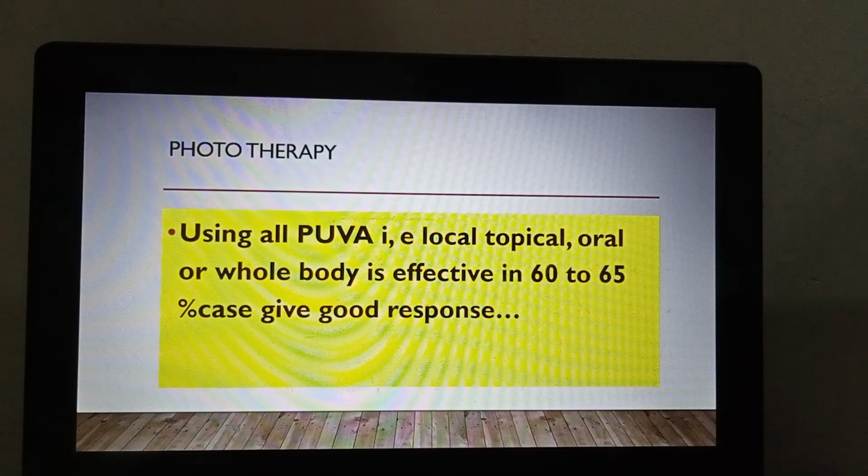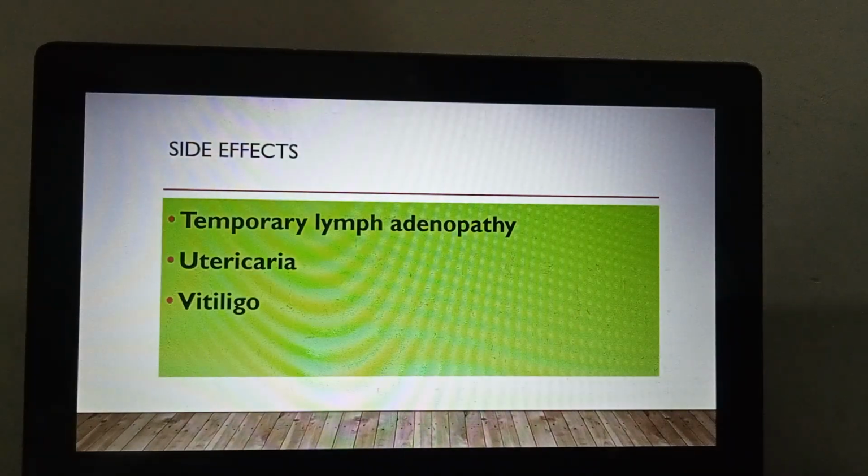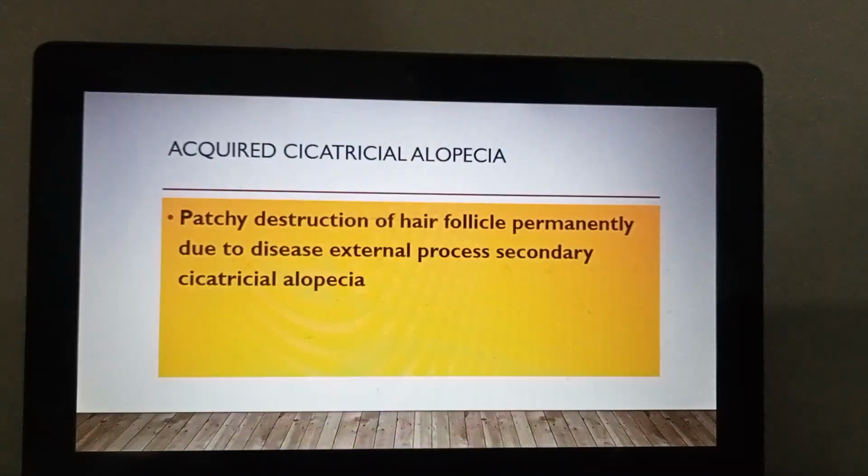Phototherapy. Using PUVA, or you may say psoralens, either local, topical, oral, or whole body, is effective in 60 to 65% of the cases. It gives a good response. Side effects include temporary lymphadenopathy, urticaria, and vitiligo.